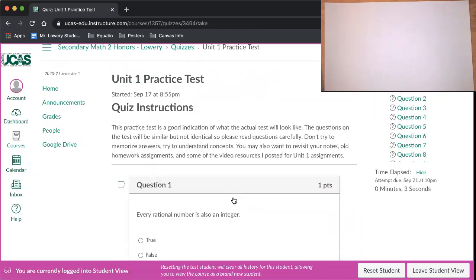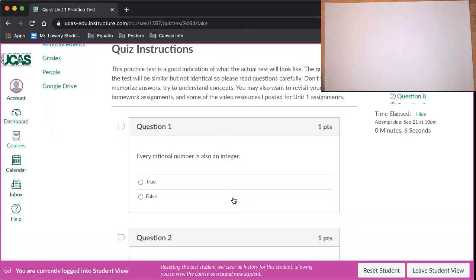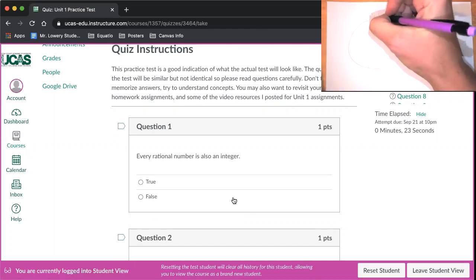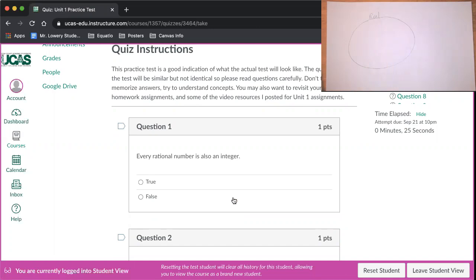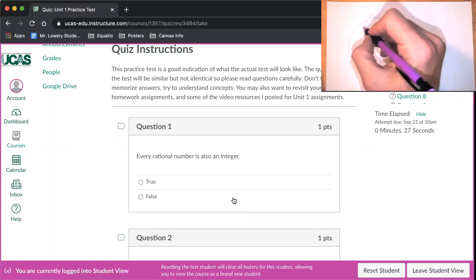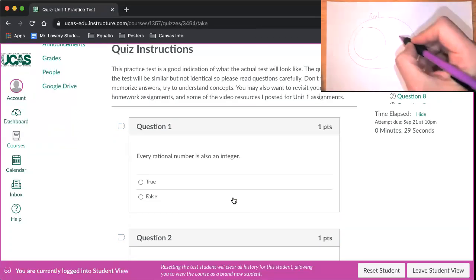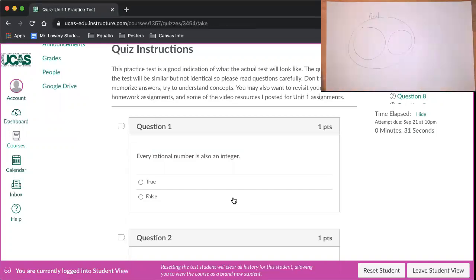Okay. The first question is about number sets. It's asking: every rational number is also an integer. Well, we have to go back and think about the number sets for a second. If you remember from one of the videos I showed you, we had a Venn diagram with all the real numbers. And the real numbers can get broken up into two categories that don't overlap.